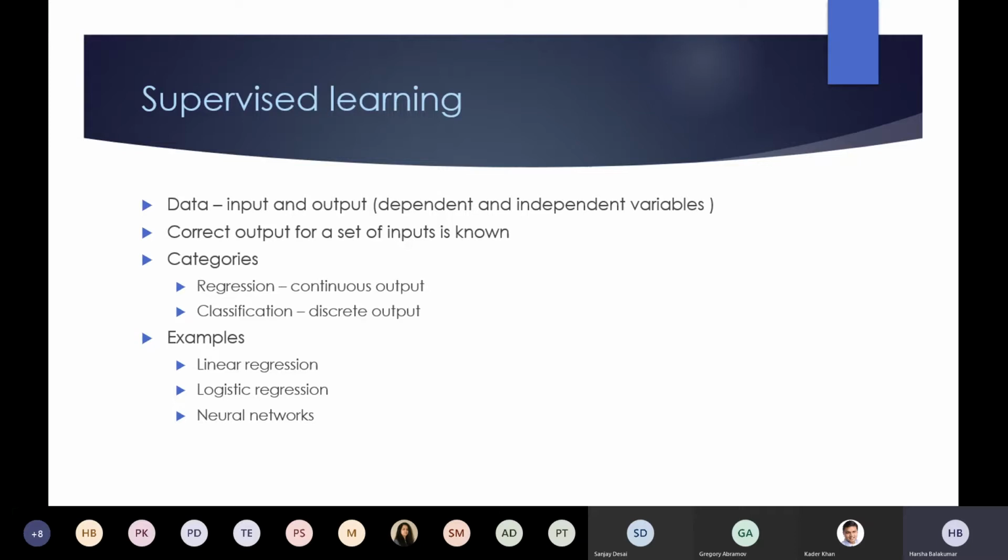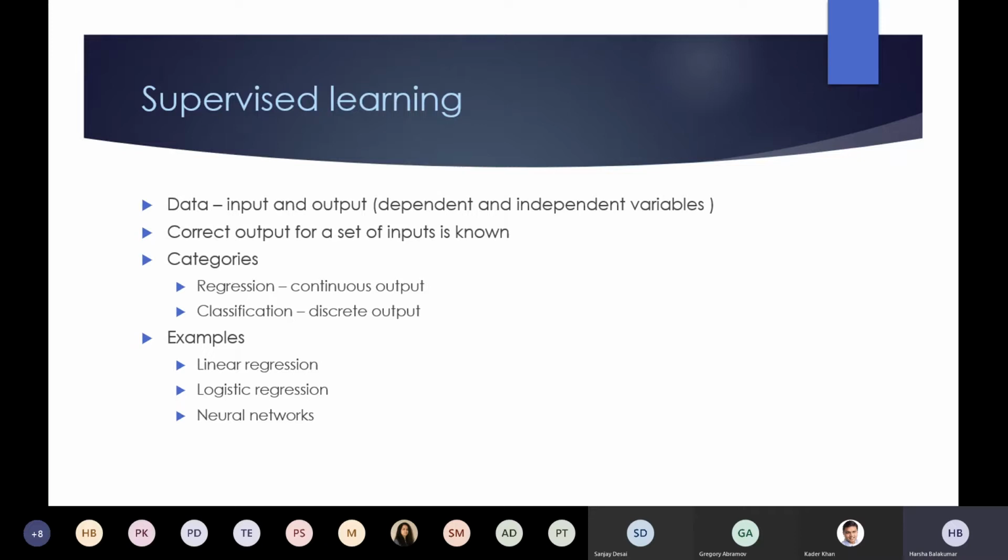This is what we mean by continuous output. So what is the other one? Classification is the discrete output. When you're saying discrete output, it's going to take, as the name suggests, discrete values, which means if you have a set of output varying from 0 to 10, it's going to take values like 0, 1, 2, 3, such results. It's not going to take anything in between. 1.5 is not possible. That is what we mean by discrete output.